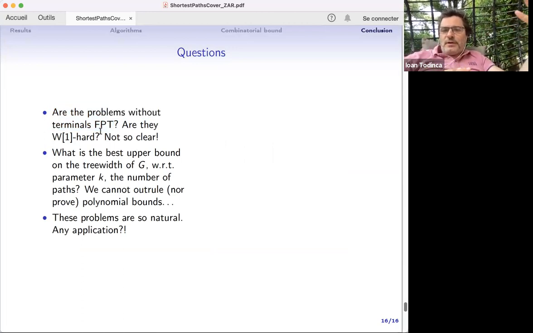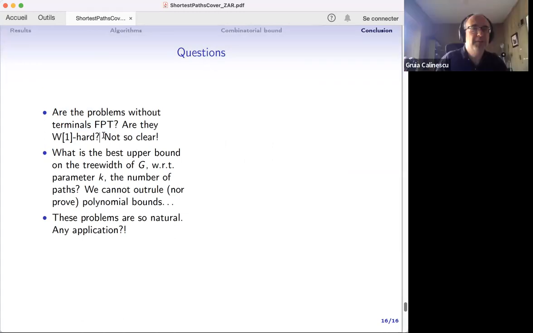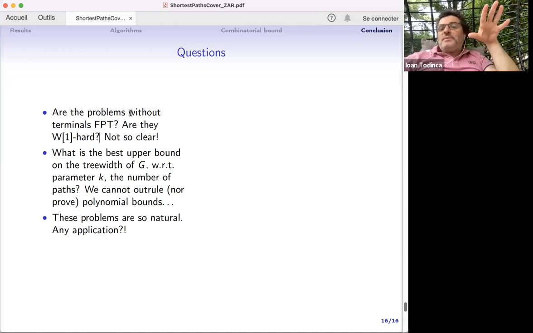So there are, under some classic hypothesis, ways one can show hardness for fixed parameter tractability. And it's not so clear. You mean with terminals? So with terminals, they're FPT. Without terminals, I don't know. Are they FPT or are they W-something hard? If you give me the terminals, everything is FPT. If you don't give me the terminals, I don't know. Either I guess the terminals or I cannot say anything more. And honestly, I have no clue.